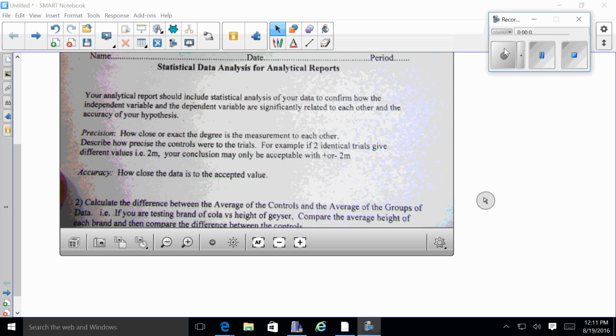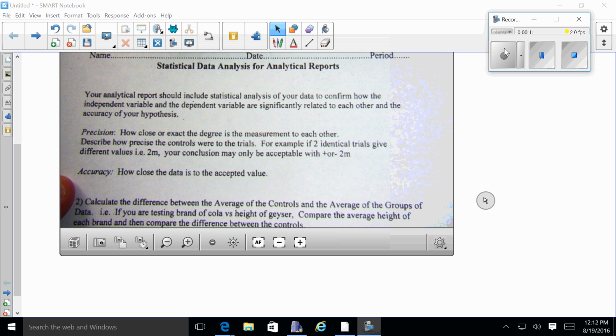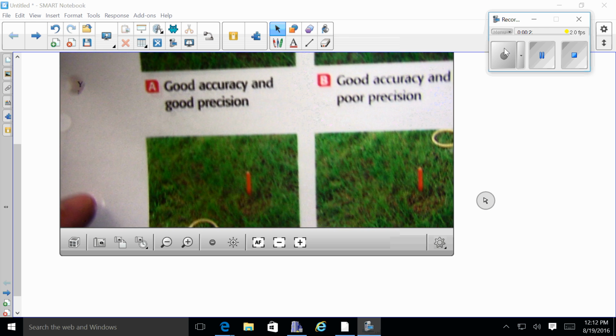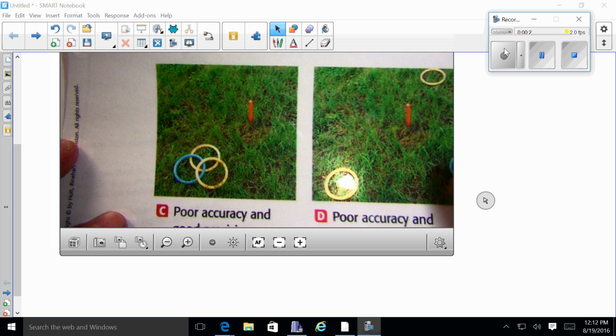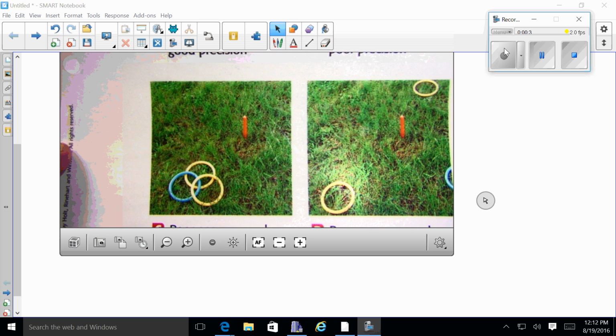For doing the statistical data analysis of your Mentos Diet Cola reactions, I want you to look at, first of all, the difference between precision and accuracy. Precision is how close you are to each data point. For instance, if you look at this paper that I have right here of a game that you might play out in your backyard, you got three rings that are really close together. And that would be really good precision because all the rings are really close to each other.